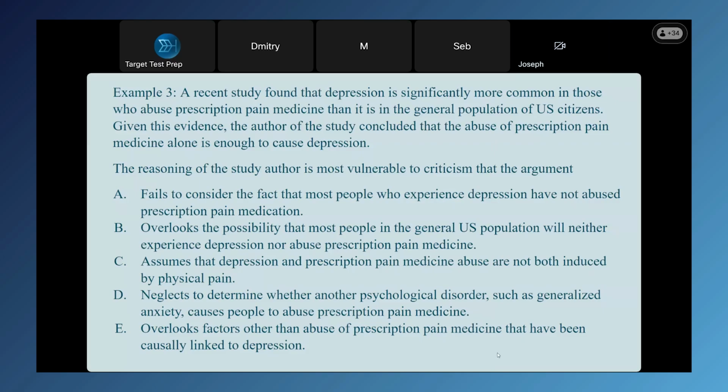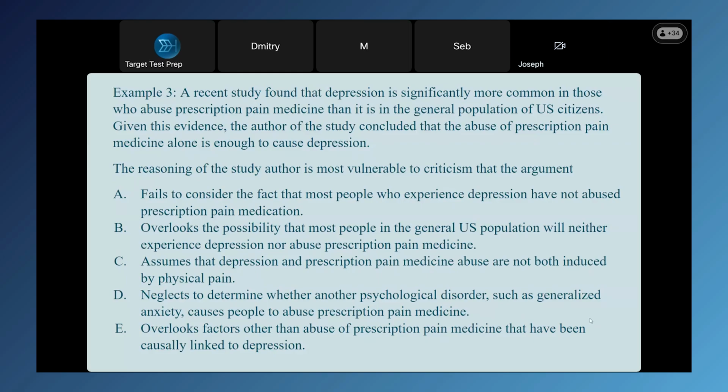C assumes that depression and prescription pain medicine abuse are not both induced by physical pain. So this is something that the argument does. It assumes that these two things are not caused by a third thing together, because the author concludes that abusing pain medicine leads to depression. An inherent assumption in that causal claim is that there is no third cause that causes both their cause and their effect. So C is a logical flaw of this argument.